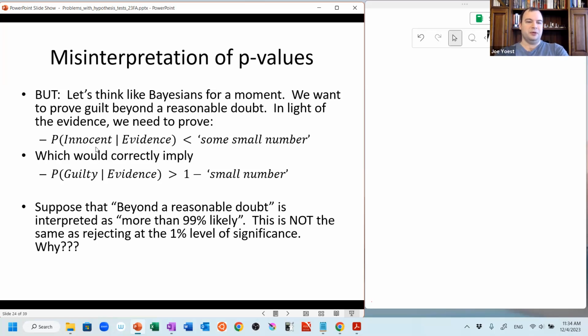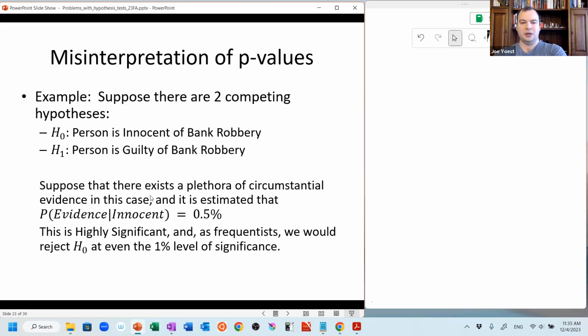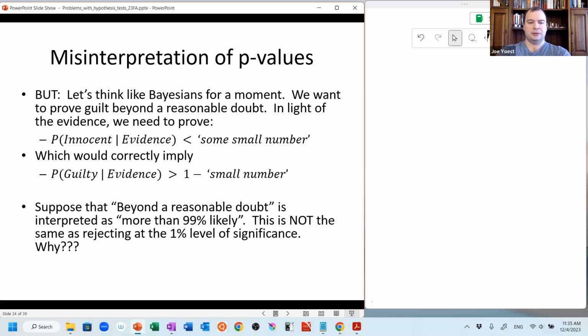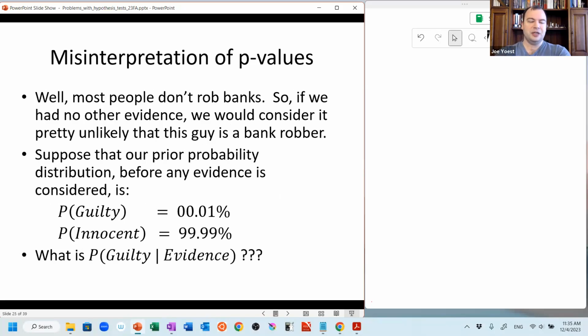So really what we think we're saying is that the probability the person is innocent given the evidence is less than some small number. But really what we're basing that analysis on is that the probability of evidence given innocent is less than some small number. This is a very nuanced difference, but a very important difference. So why aren't these the same? Well, let's take an example.